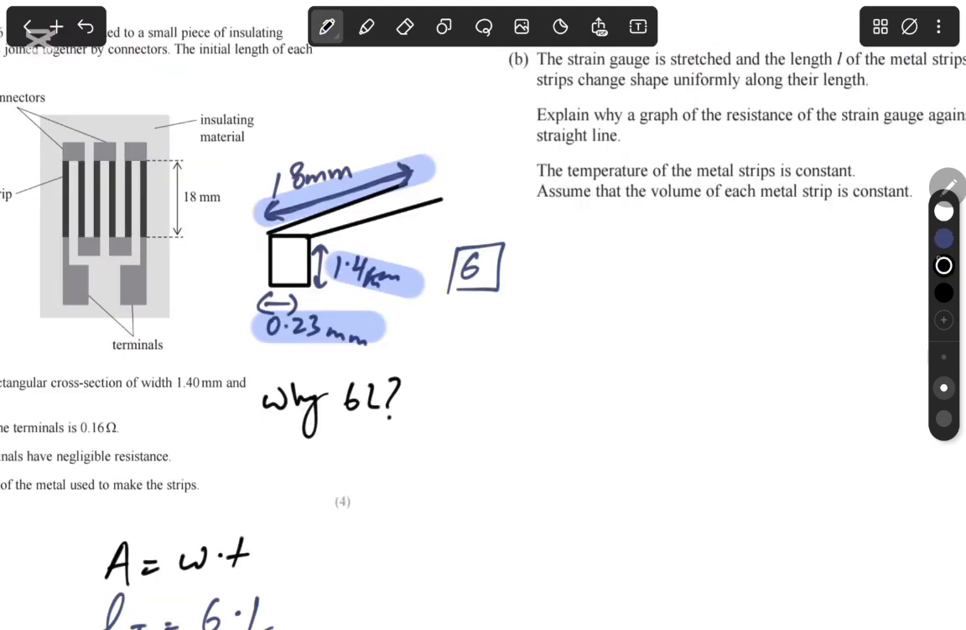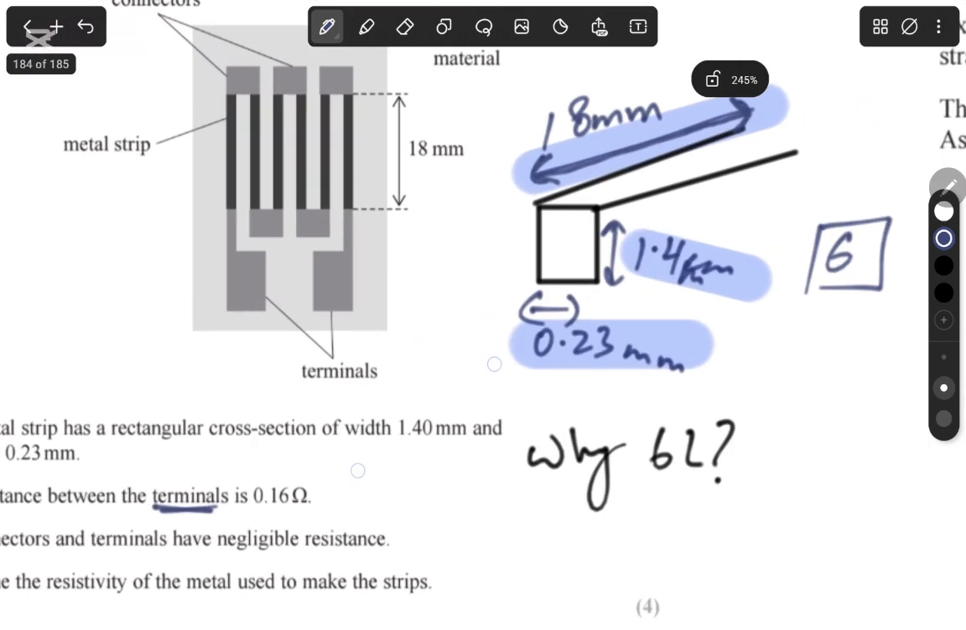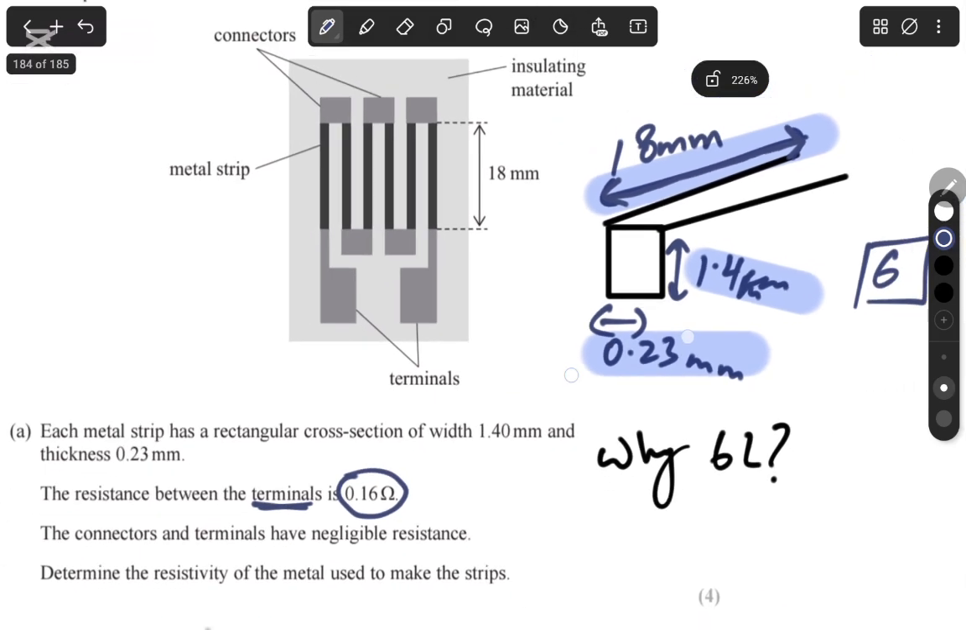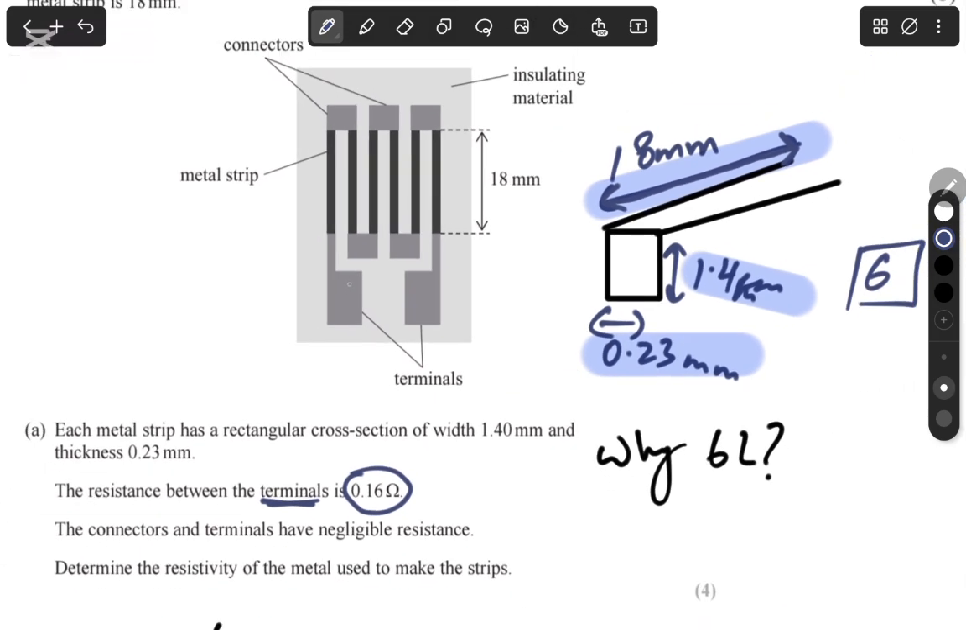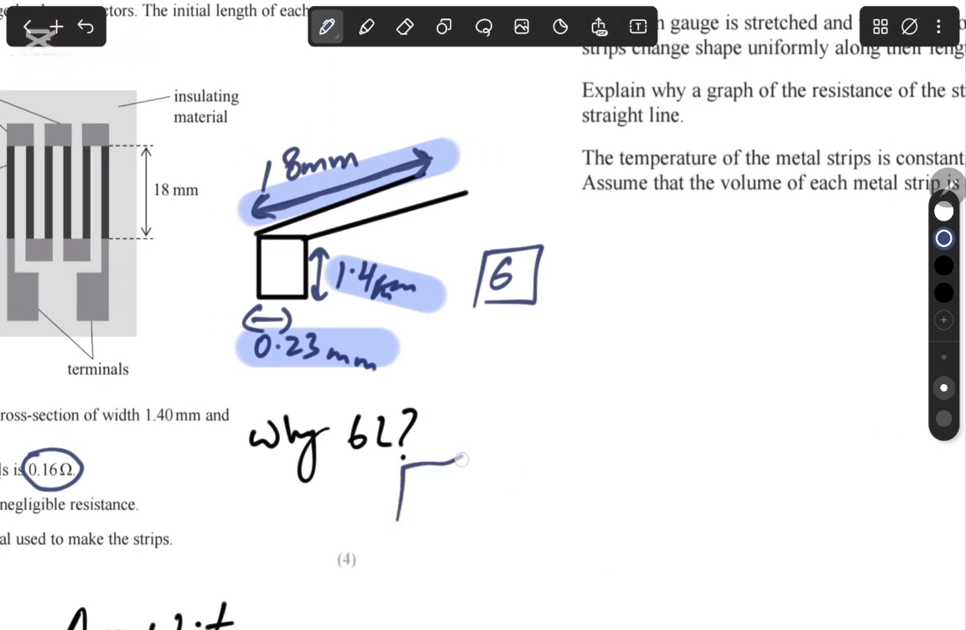Now, why do we take 6L here? Remember, this is the resistance between the terminals. The resistance between the terminals is the resistance due to the 6 metal strips. What I'm trying to show you is that we have this cross-sectional area which we found before, and here we have 18 millimeter, and then this is 1, then we have another 18 millimeter, and so on. So we have 6 of them.